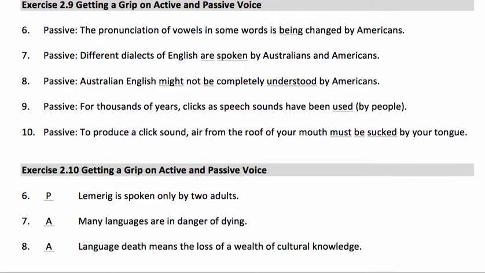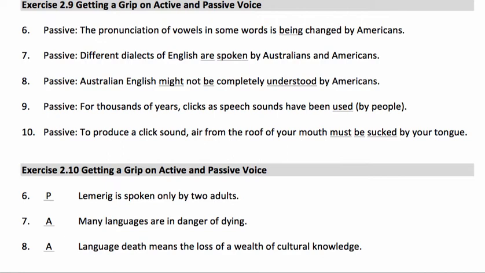So in number 6, we can see that this is a passive structure. We have the verb form here, is being changed. So we have the be verb being plus the participle changed. Notice also that we have by Americans. So this by prepositional phrase is important. Remember, if you can insert a by phrase after the verb and it makes grammatical sense, then it must be a passive verb. Number 7 is also passive.